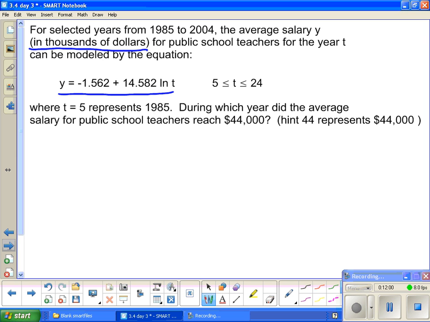During which year did the average salary for public school teachers reach $44,000? Since up there it says in thousands of dollars, I could use 44 to represent 44,000. So I could say that my y is equal to 44. The only other variable I don't know is t. That's the time, the year. So I start substituting in.